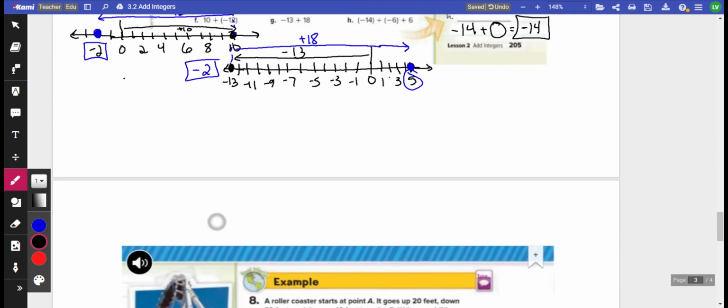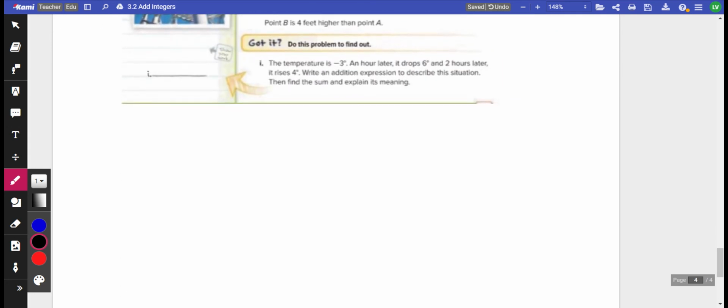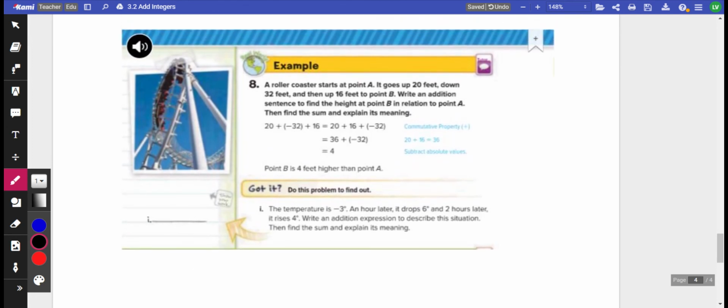Let's continue. Number 8, a roller coaster starts at point A. It goes up 20 feet, down 32 feet, and then up 16 feet to point B. Write an addition sentence to find the height at point B in relation to point A. Then find the sum and explain its meaning.